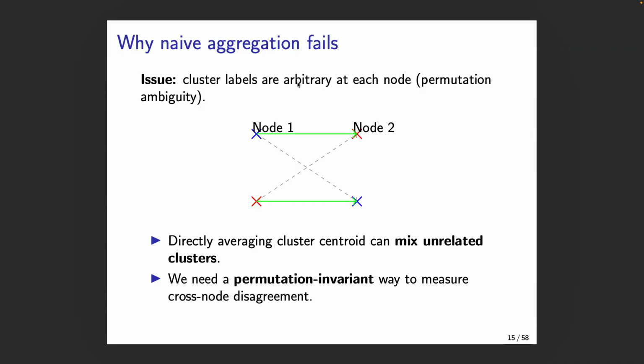What we want to do in reality is to mix the first one with the first one, so following the green link, and the second one with the second one. How can we do that? By having a permutation invariant way to measure the disagreement that we said before.